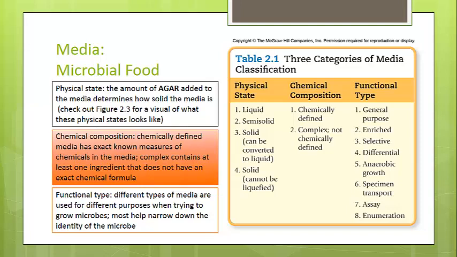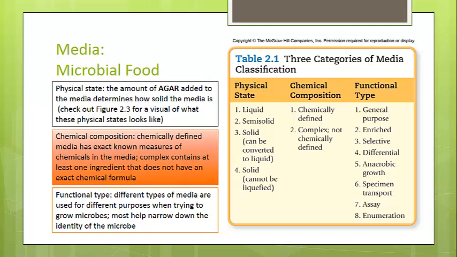Now the functional type is going to be based on what we want to use this media for. Depending on what we're trying to do by growing the organism will help us determine what kind of functional type we need. Different types of media are used for different purposes to help narrow down the identity of a microbe. So for example, a general purpose media is going to grow pretty much anything. It's not going to differentiate between one type of organism or another. It's not going to keep certain organisms from growing. It's just going to be a pretty much catch-all that will help anything grow.